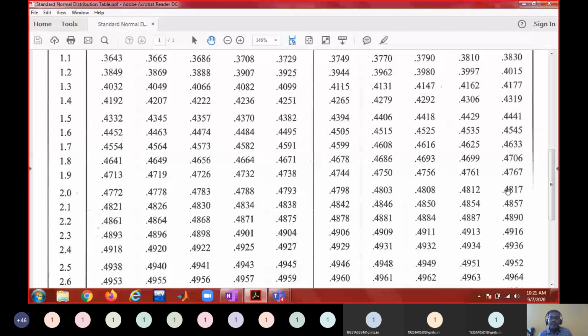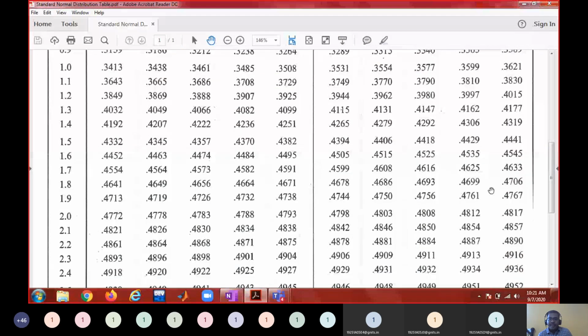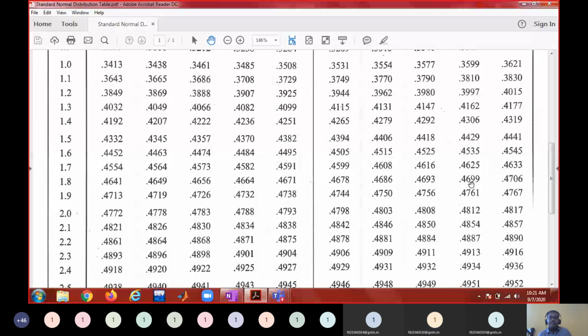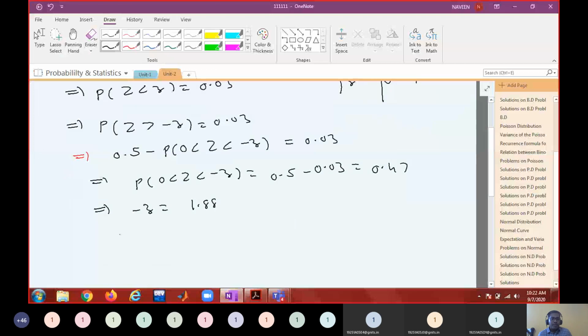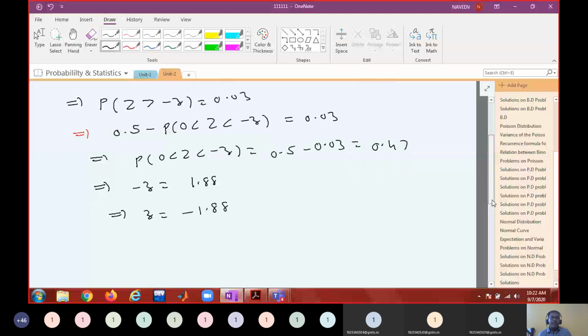Where is it? See, 0.47 is nearer to 0.469. Can you see that? Yes, sir. So what is the corresponding value? 1.88. 1.88 is the value. Is that okay? So the minus z value is 1.88. Remember, minus z is positive. So that means what is the z value? Minus 1.88. But what is z?